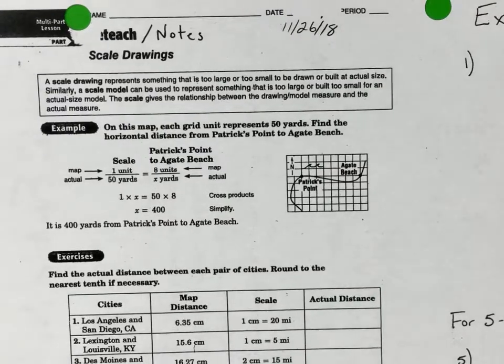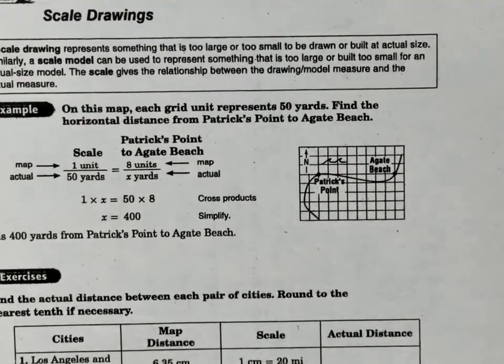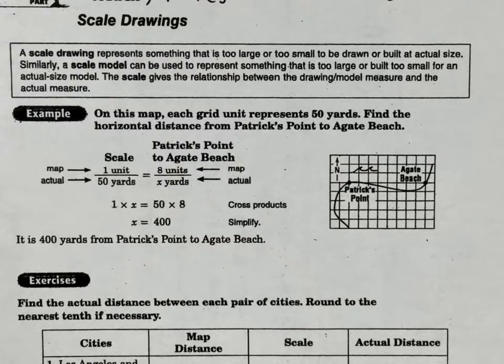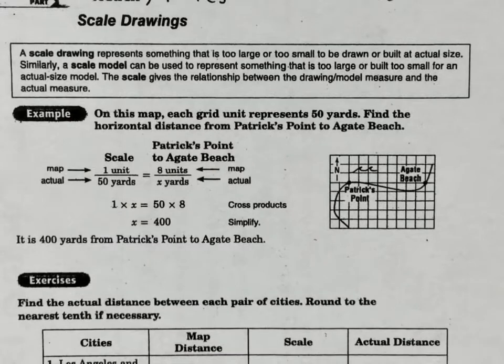So now we've got scale drawings. On this first example, up here in this box, it tells me that a scale drawing represents something that's too large or too small to be drawn or built. So exactly what I was explaining with a map or a blueprint of your house, okay? So the scale model is going to represent something that's too large. And then the scale is what gives you the relationship between the drawing or the model measure and the actual measure.